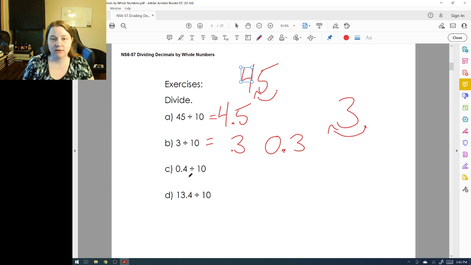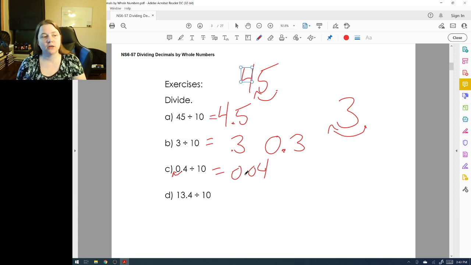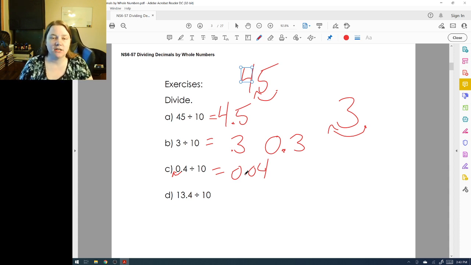0.4 divided by 10, or 4/10 divided into tenths. We're going to shift that decimal one space to the left for 0.04, or 4/100. And then for 13 4/10, shift the decimal one space to the left for an answer of 1 34/100.